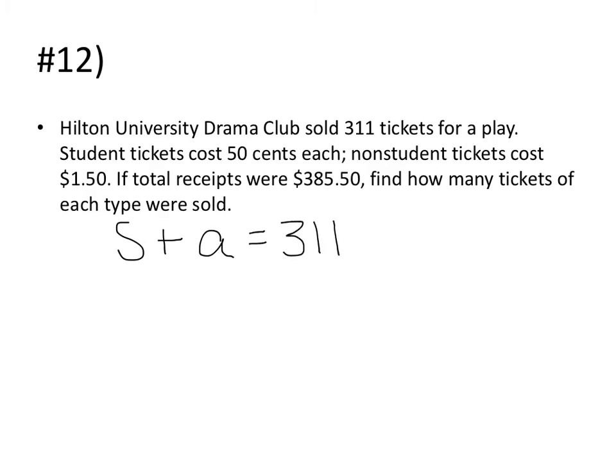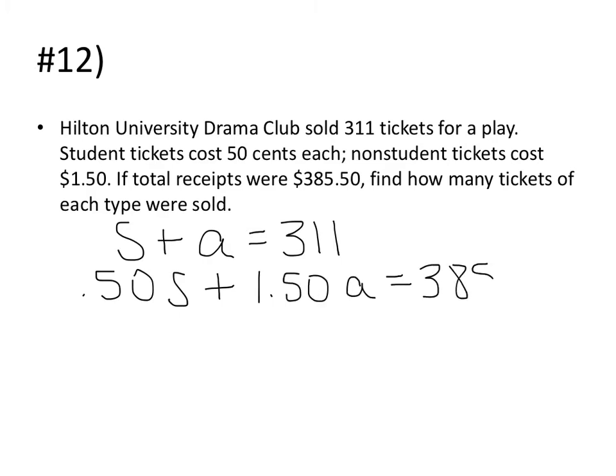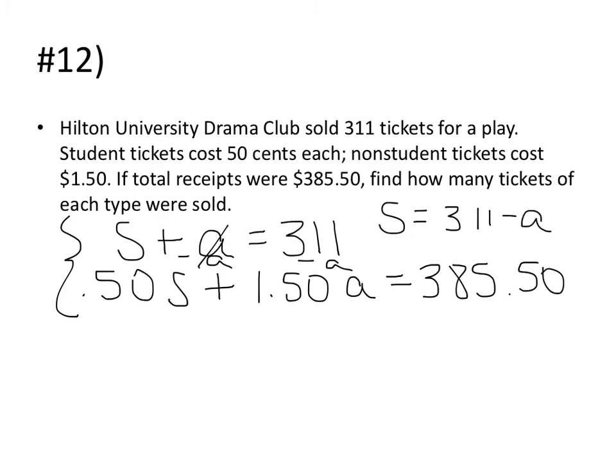And they were 311. And then I'm going to do 0.50 for student tickets plus 1.50 for adult tickets equals $385.50. So that's my system. I'm actually going to use substitution on this one. So let's solve for S. I'm going to subtract A from both sides, and I get S equals 311 minus A.